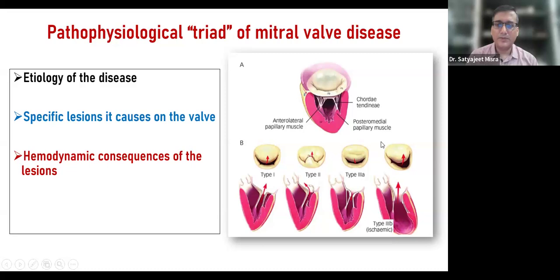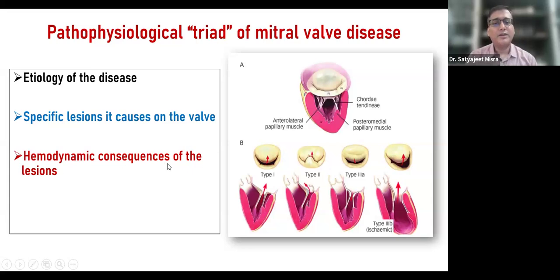Now, we all know that the Carpentier classification is there to describe the various categories of MR. Using this, we should be able to describe each of the three aspects that I just discussed. For example, if we are looking at type 2 mitral regurgitation, the etiology of the disease would be myxomatous mitral valve disease or mitral valve prolapse. The specific lesion it causes on the valve may be either a flail or a prolapse.